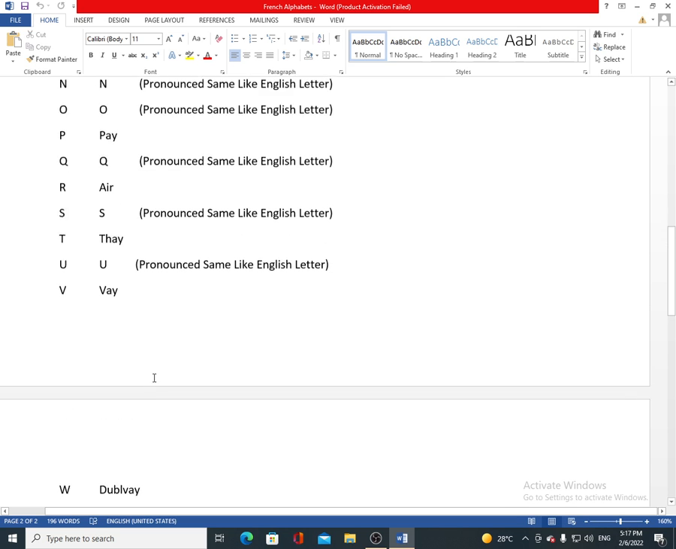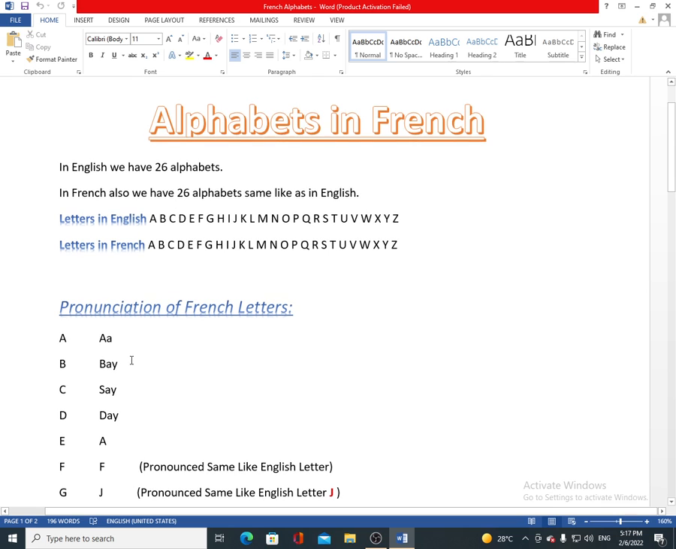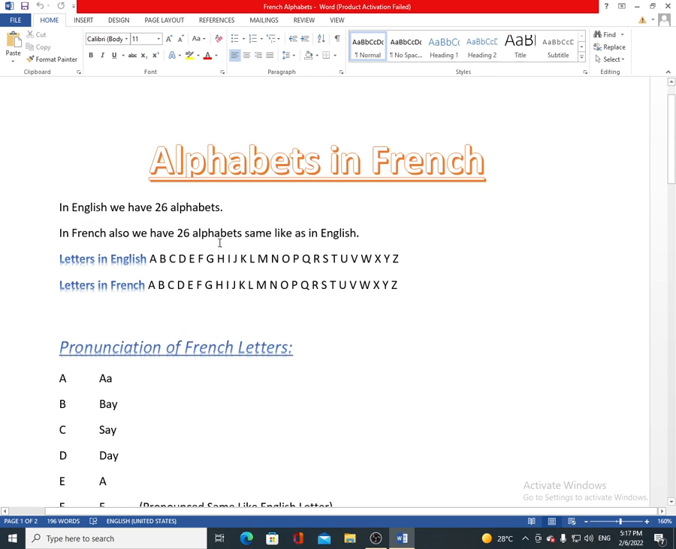So guys, I think this is clear about the pronunciation of French letters and what the French letters are that we have in the French language. So this is all about the alphabets in French.